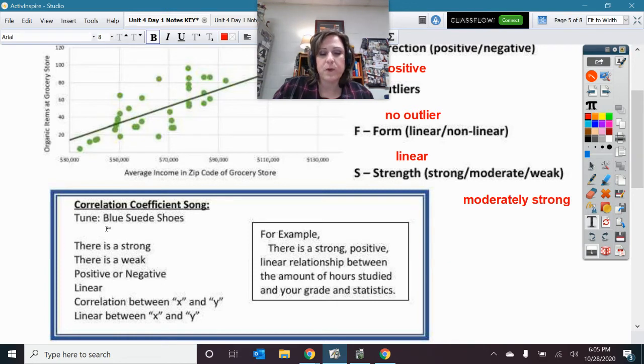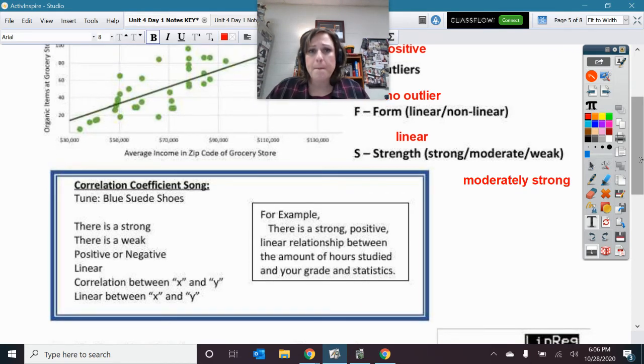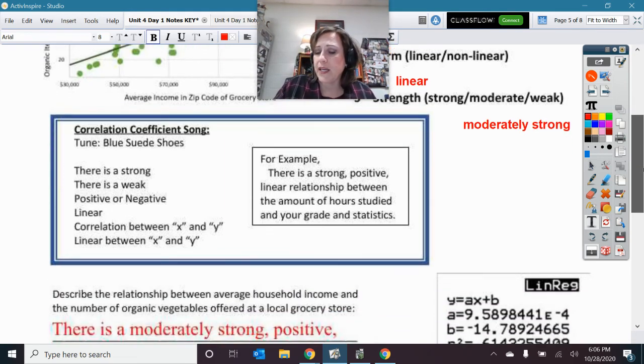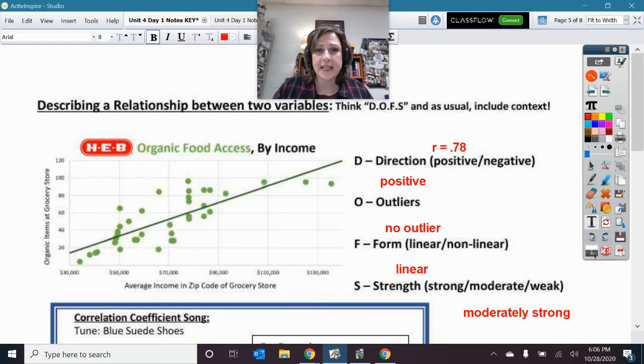Now I'm going to see how I like DOFS this year, because in the past I've always done it with the song. We would do the correlation coefficient song to the tune of Blue Suede Shoes. There is a strong, there is a weak, positive or negative linear correlation between X and Y. The reason that these X's and Y's are in quotation marks is because of context, context, context.